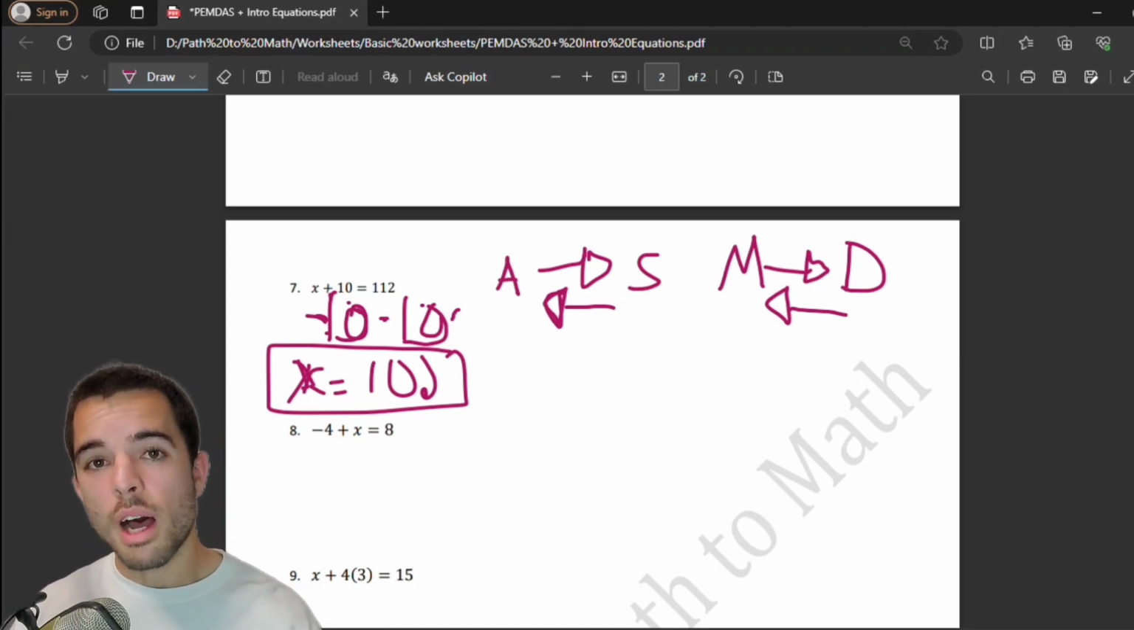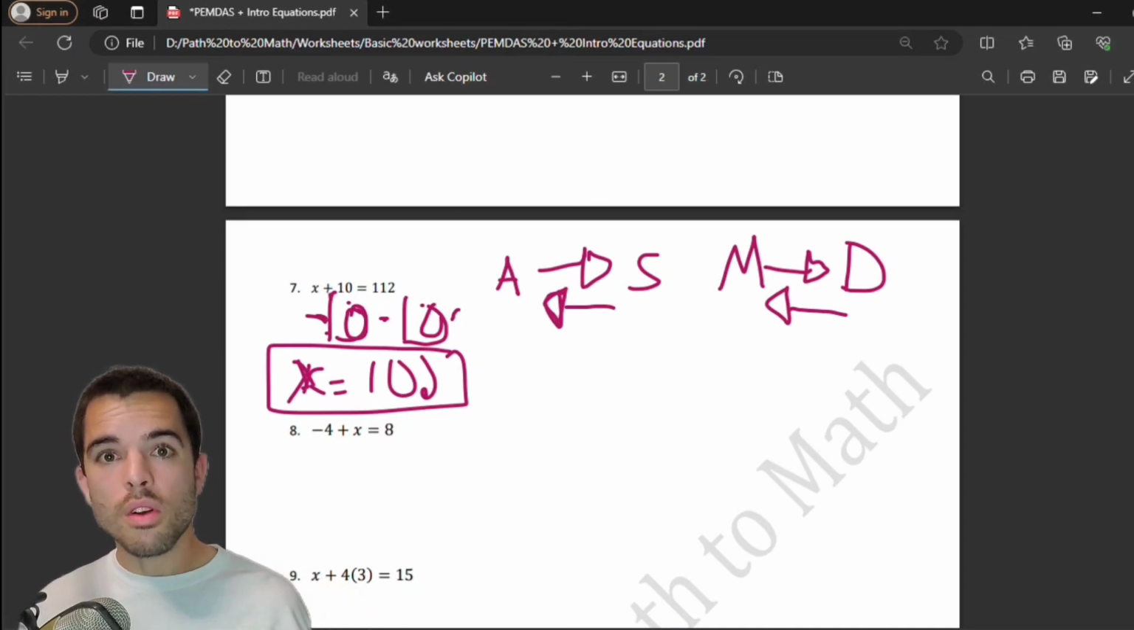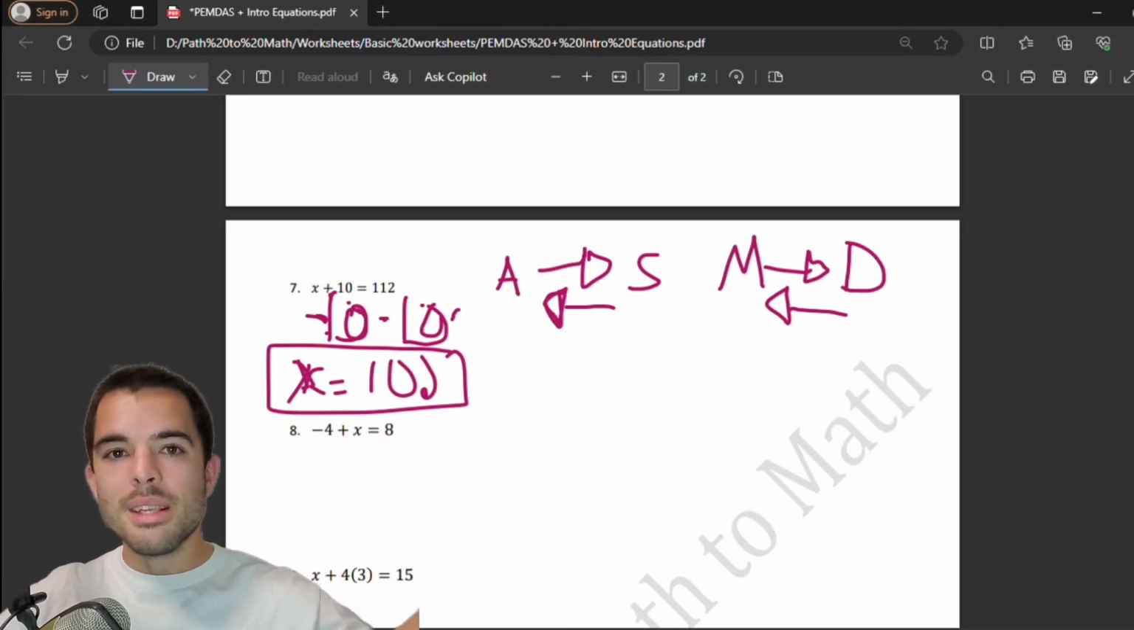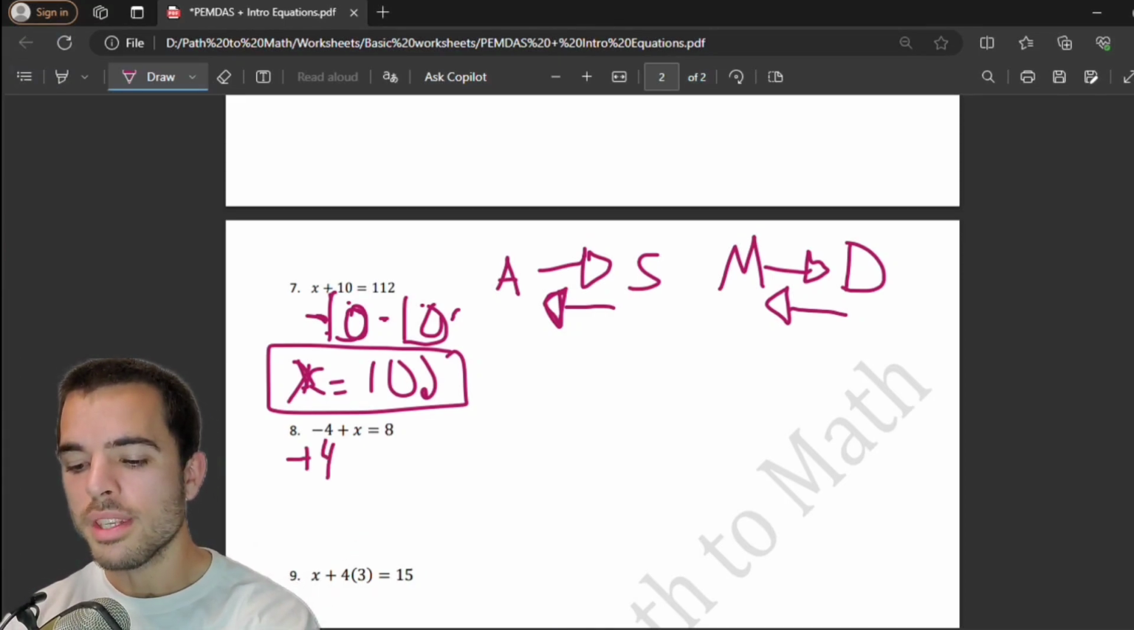Number 8, using the rule of opposites, we want to move the negative 4. It is being added to the x. It's a little tricky. Do we subtract 4? Do we subtract negative 4? Do we add 4? What do we do? Well, simply add 4. Just add 4 to both sides.